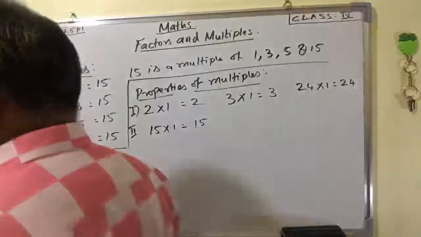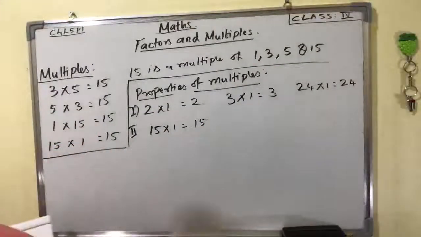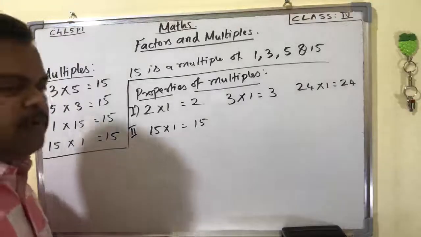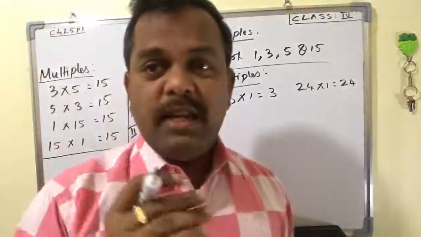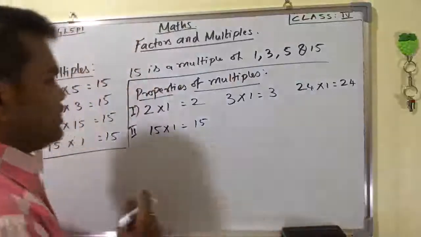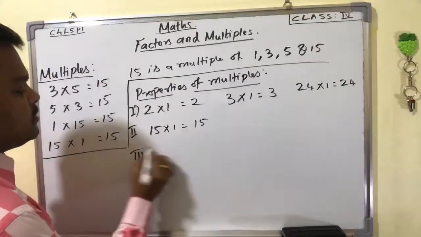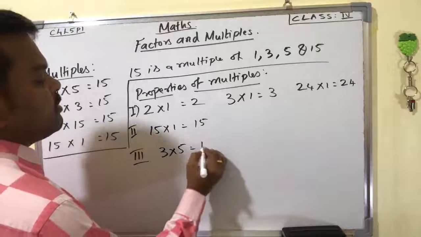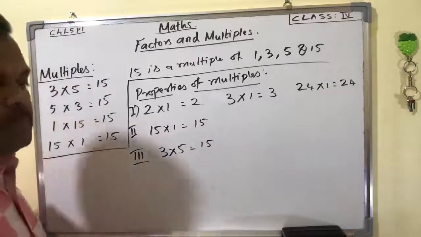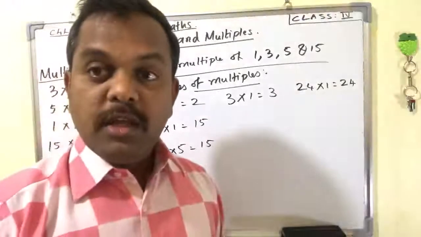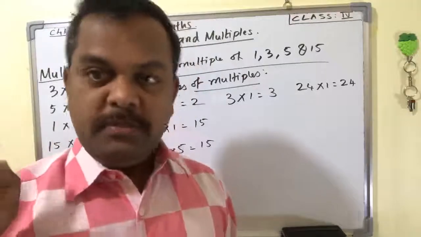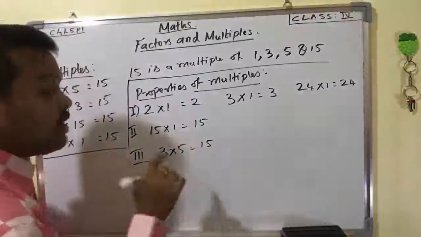Property 3. A multiple of a number is always greater than or equal to the number itself. For example, 3 5s are 15. 15 is greater than 3 and 5. So a multiple of a number is always greater, it should not be less. Understood? Or equal.